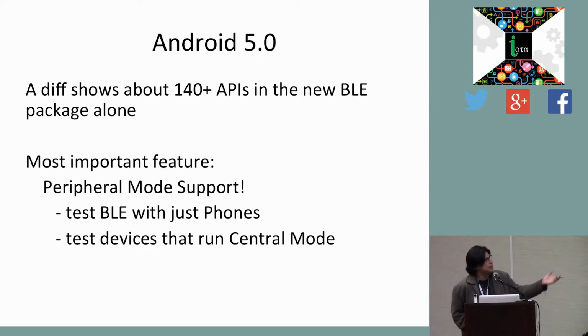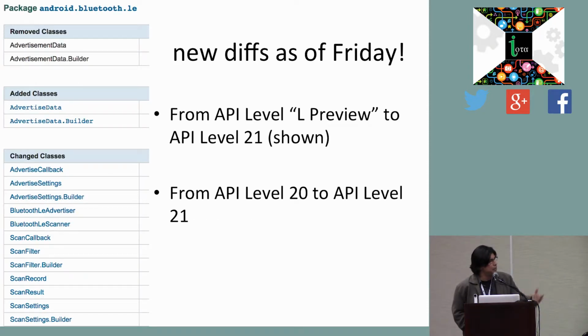So you can test BLE, for example, from one phone to the other without having a device, although obviously it's best to have the device. And again, like I said, some devices run central mode. So you have new options.